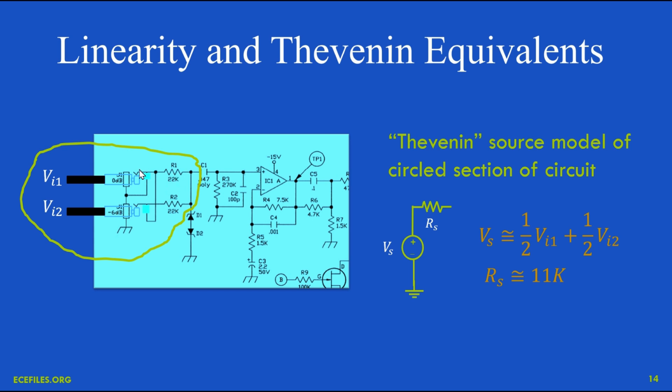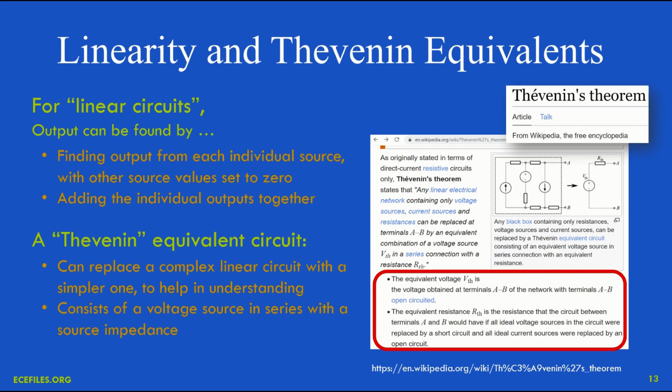And we set all the voltages to 0. So this point here is ground, and this point here is ground. So if we stand here, we see R1 to ground and R2 to ground, and they're in parallel. 22K each, and so Rs is 11K. If you want to look into this in more depth, then again, I would encourage you to go to the Wikipedia page on Thevenin's theorem and read about it.